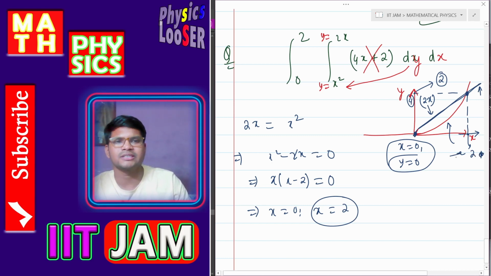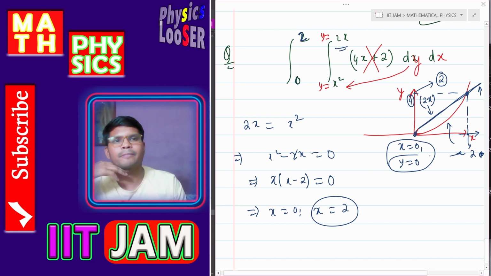So you see that this is how we are having these two limits, like 0 to 2 and x square comma 2x. Okay. Now from here you can easily find out what the integral is, and we can also change it.